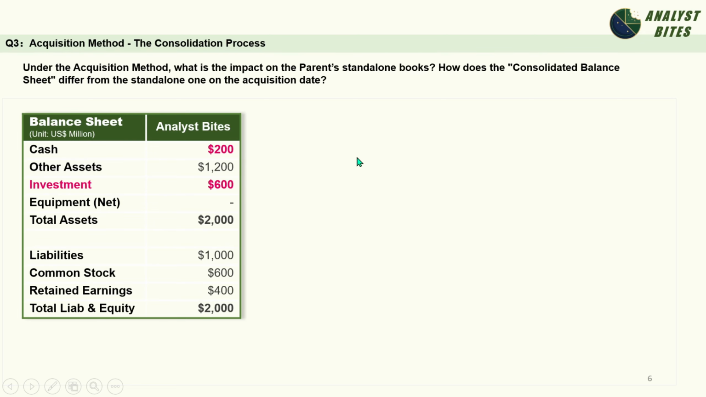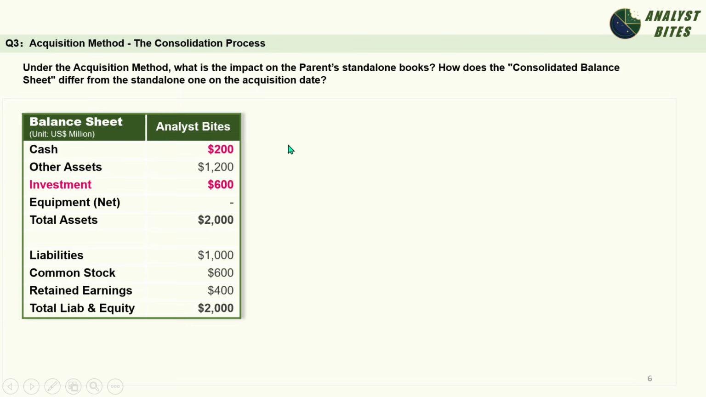Now that we've seen the one-line approach, let's jump straight into the acquisition method. This side-by-side comparison is the only way to truly understand why the methods lead to the same result despite different steps. First, a quick reminder on the parent's separate financial statements: the initial recording is identical. Cash decreases by 600 million, and a new investment asset is added for 600 million. The real split happens during the consolidation process.